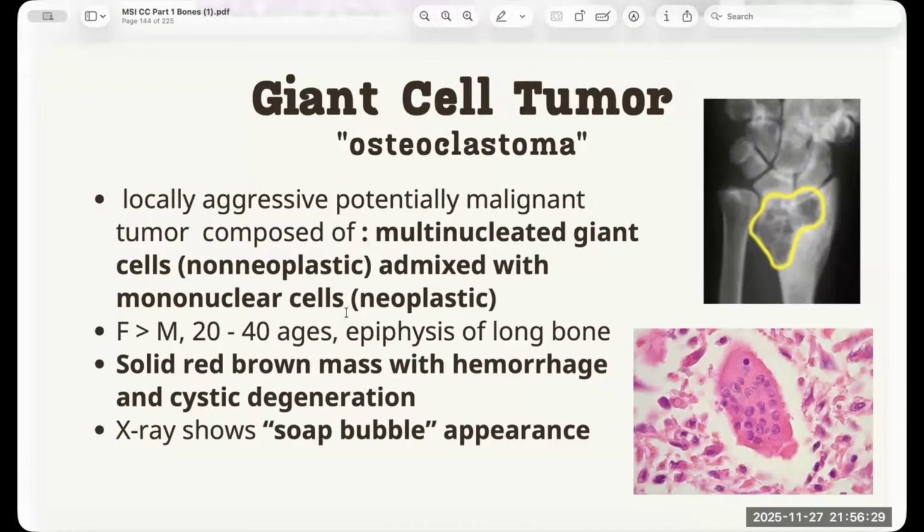It's usually seen in females more than males, age 20 to 40, and in the epiphysis of long bone. It shows a solid red-brown mass with hemorrhage and cystic degeneration. And the X-ray shows soap bubble appearance. The soap bubble appearance is shown in this X-ray above. So, lined by this line is the soap bubble appearance.